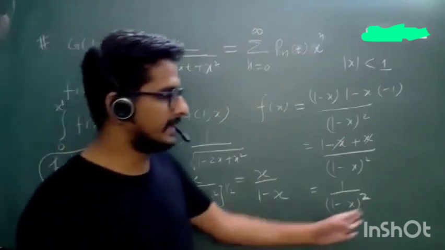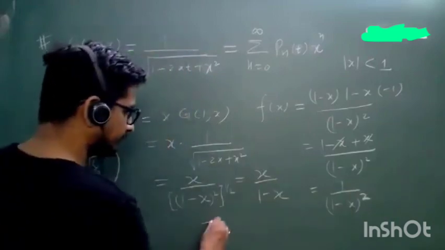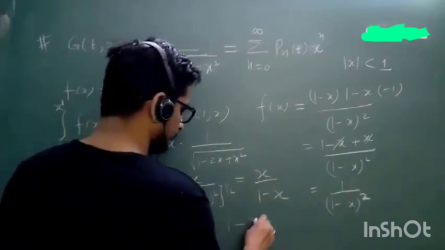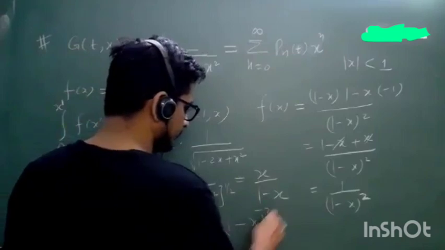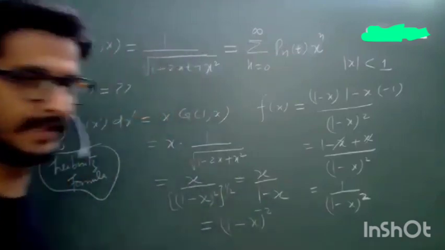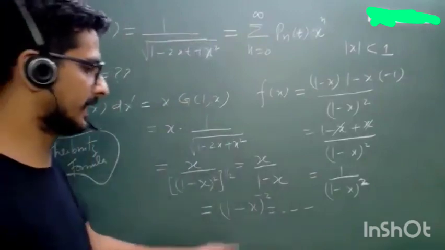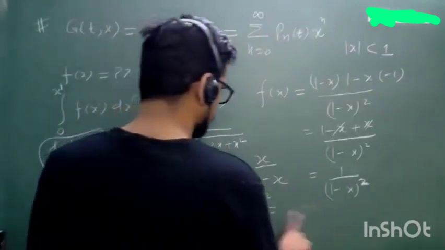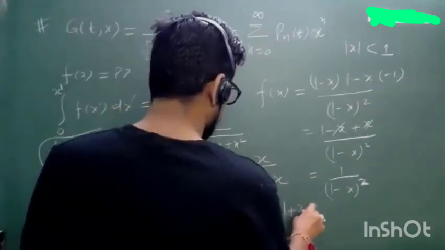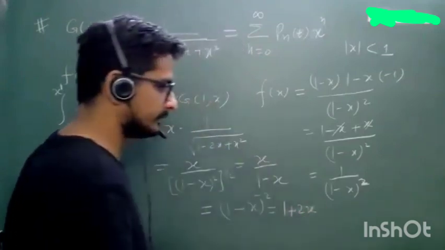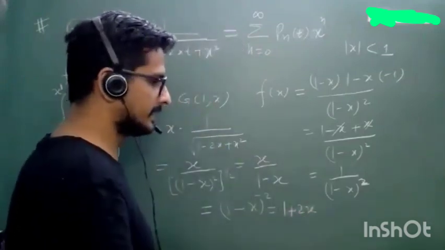And can we write it in expanded form? Can you do this or not? Write using binomial expansion. Can you write this? What will be the first term? 1 plus 2x. Then what will be the next term?